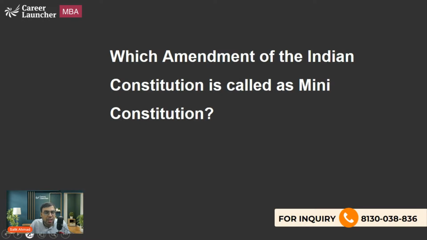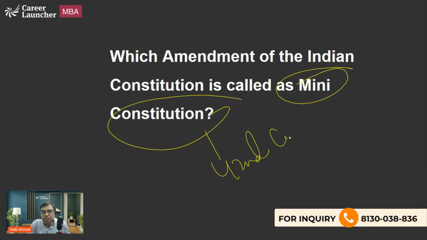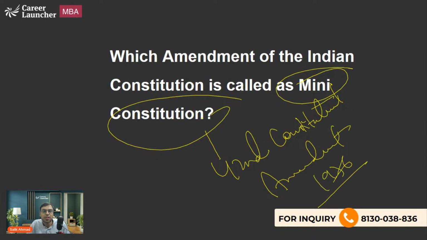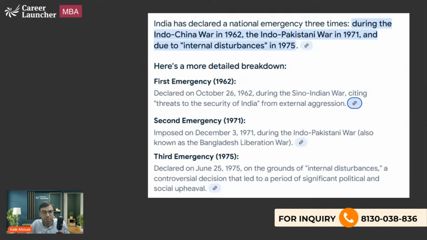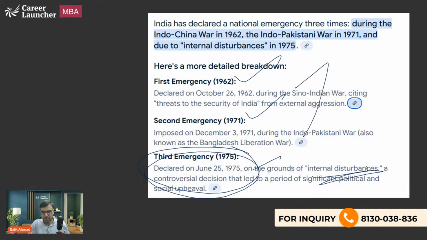Now, which amendment is called the mini constitution? I have discussed it. Please remember it. This is called the 42nd Constitutional Amendment, 1976. Why am I telling you? Because this was brought during 1975 to 77, when there was emergency. I've told you, 25th June 1975 to 21st March 1977. During this period, the 42nd Amendment, the mini constitution, was brought, which brought a lot of changes in the Indian Constitution. That is what you should know. The first emergency, second emergency, and the third one, the most criticized, which was based on internal reasons. These two were external.